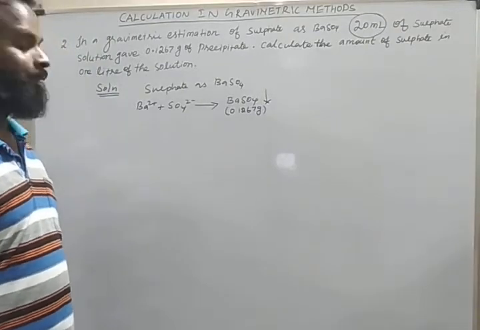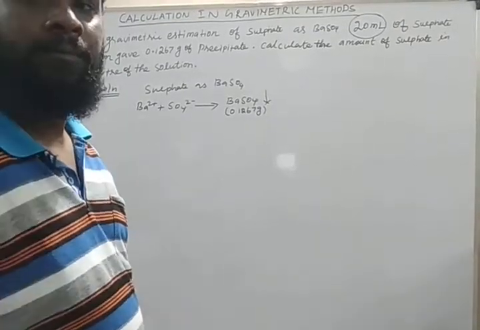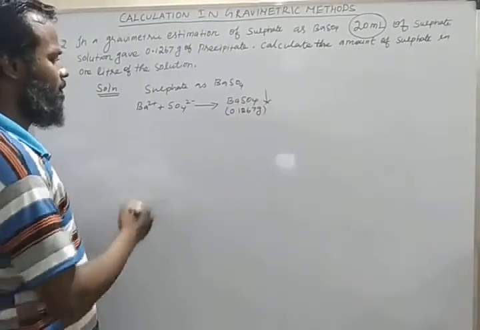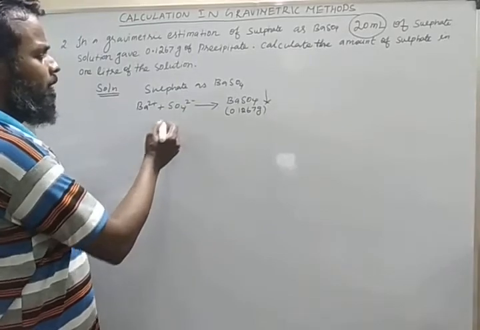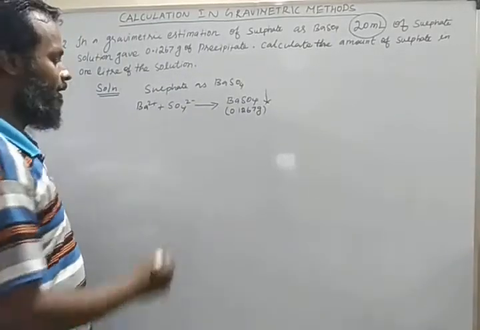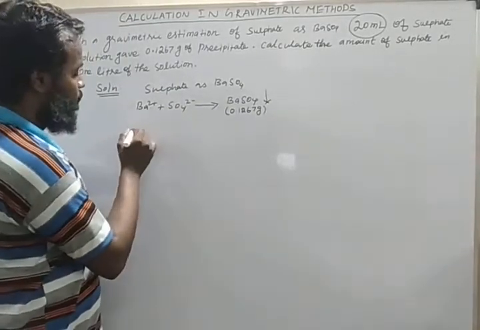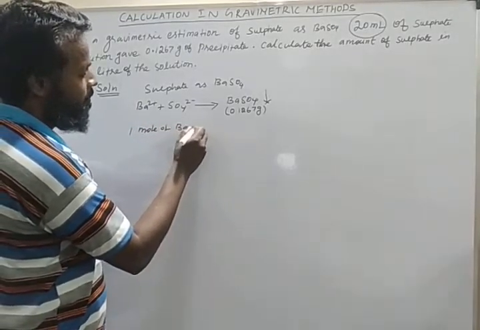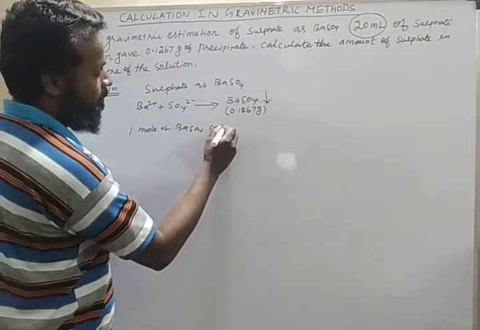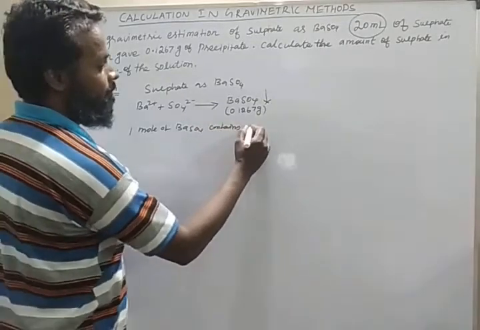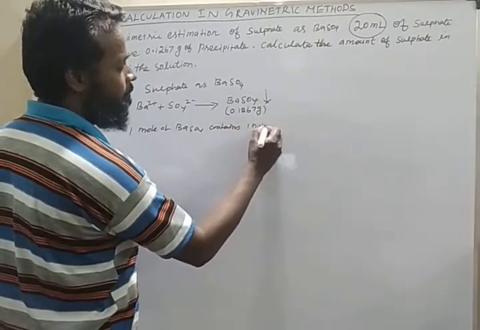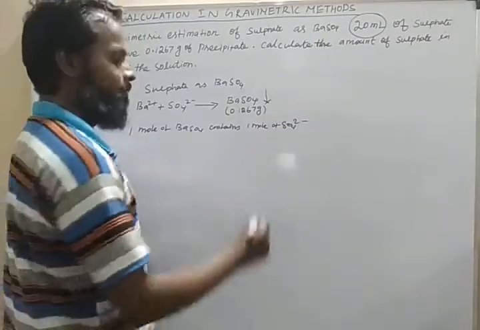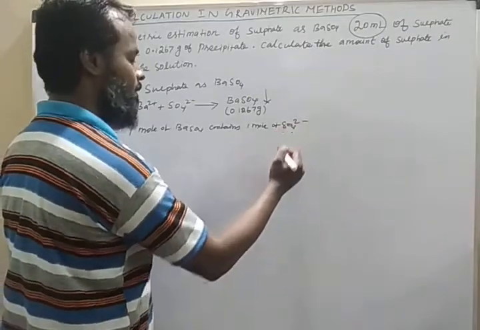And then, see, in this 1 mole of barium sulfate is formed by using 1 mole of sulfate ion, so that 1 mole of barium sulfate contains 1 mole of sulfate ion. That is, we can say this is in the ionic mass.